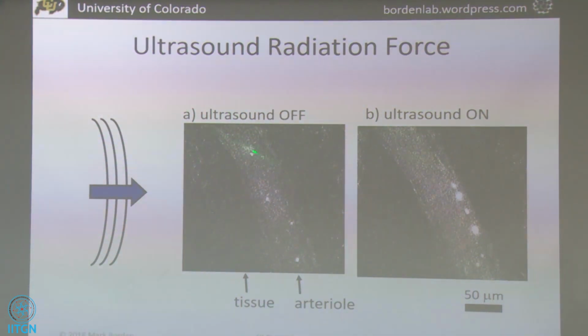But you can do this in vivo. These are fluorescent bubbles in vivo, in a blood vessel, in a mouse. And you can see with the ultrasound on, you can push them against the far wall because of the ultrasound. So this is a slide that was originally made by Paul Dayton.